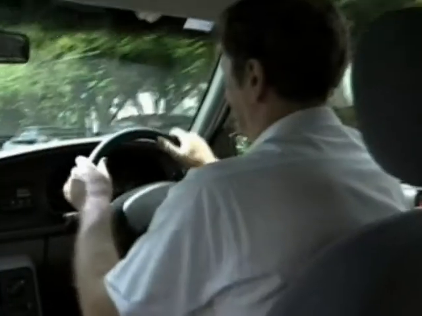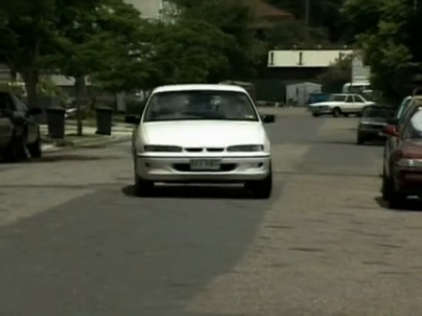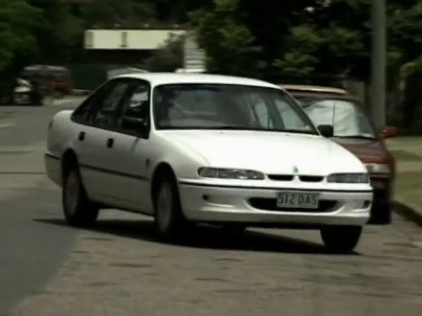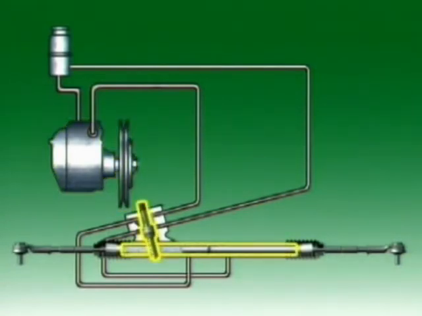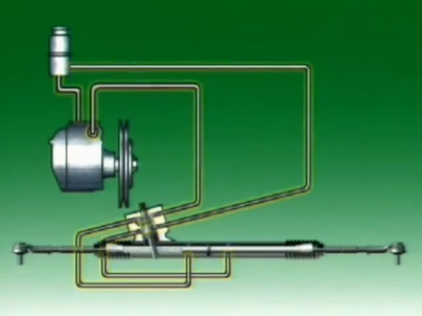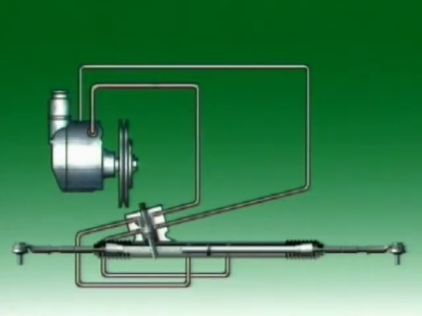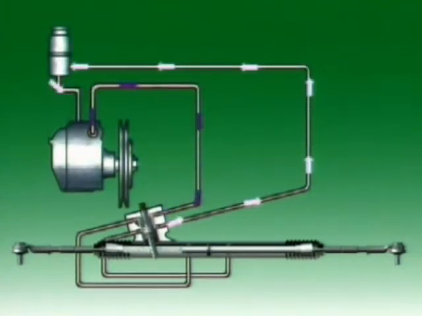Assistance is provided as soon as the steering wheel is rotated in either direction, and it's designed so that even if system failure occurs, the vehicle can still be steered. An engine-driven hydraulic pump delivers hydraulic fluid to the power unit at the steering box, or rack and pinion, through connecting hoses and pipes. The fluid reservoir can be mounted on the pump, or it can be separate.